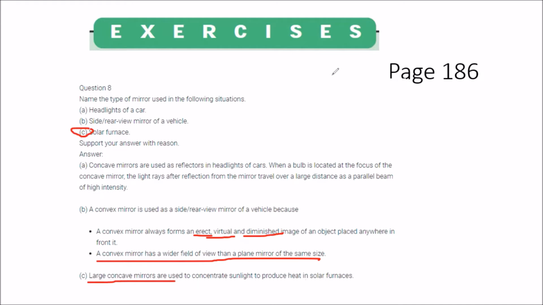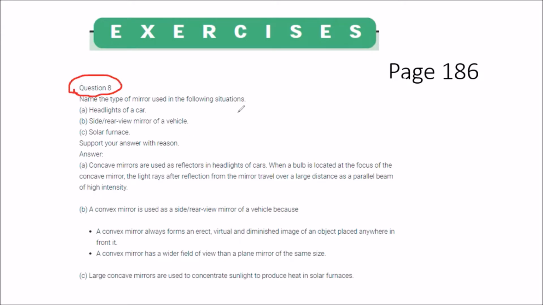So all these three sub-questions of question 8 could individually be a 3-mark question, asking which mirror and to draw the ray diagram. So for this, it is object at focus, this is object at infinity, and this is object at finite distance in a convex mirror. This was question number 8 from page 186.